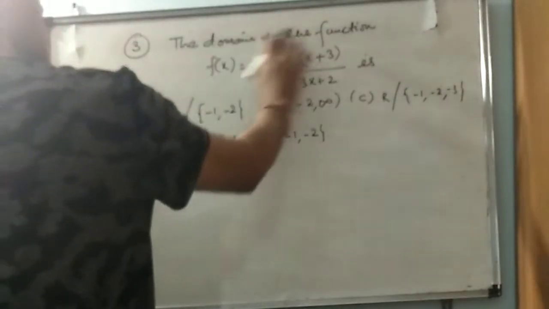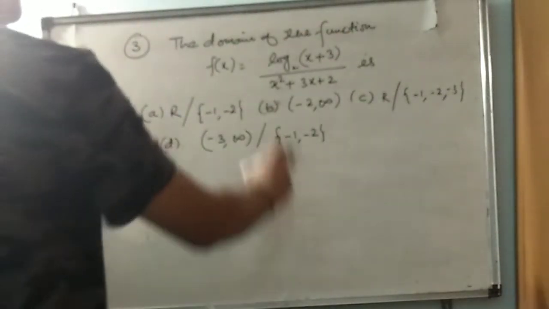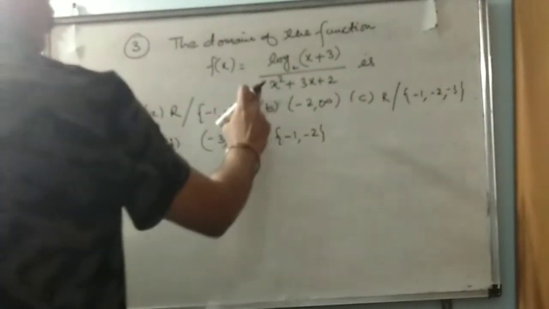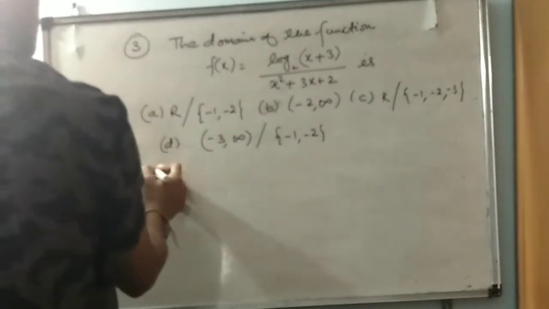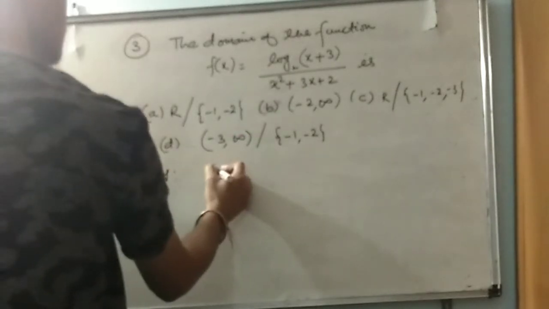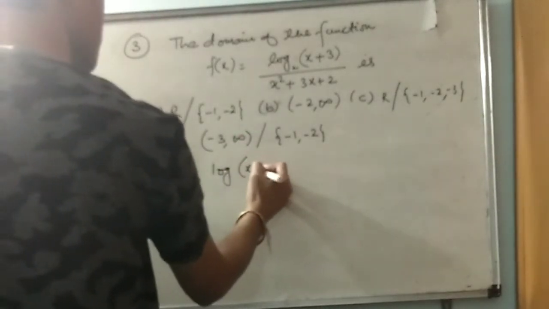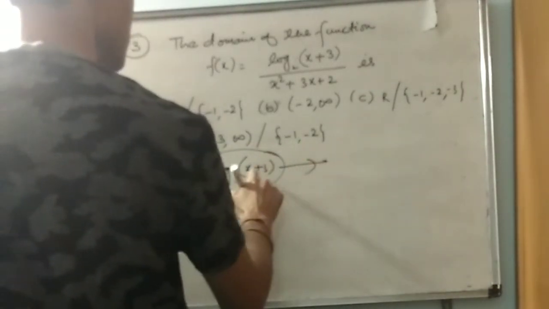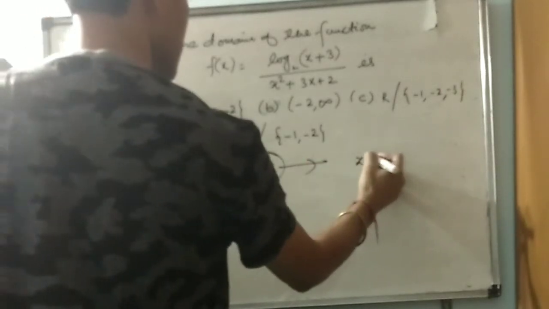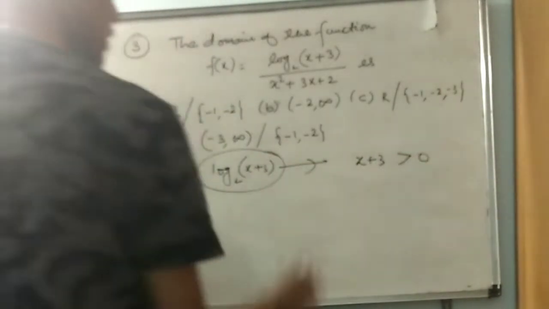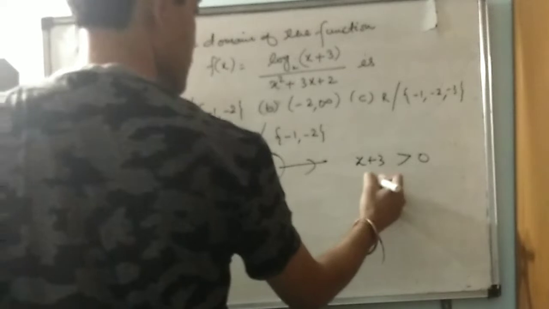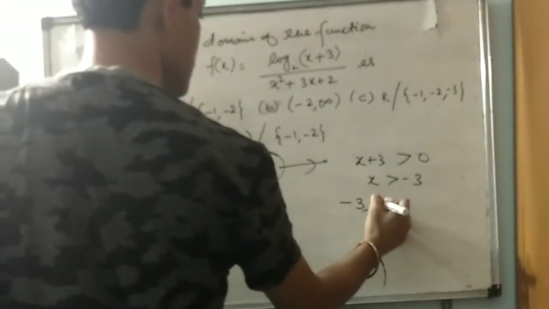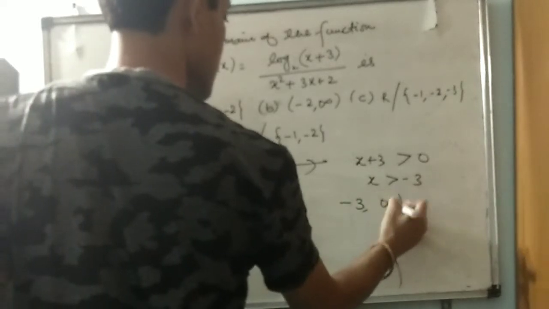Now this is a simple question to find the domain of the function. f(x) is equal to, in the numerator we are having a log function and the denominator is having a quadratic function. So taking them one by one, log of x plus 3. Any log function is defined when the variable which we have taken is greater than 0, because that is the domain of log. Means x has to be greater than minus 3. So clearly it tells that its domain is minus 3 to infinity.